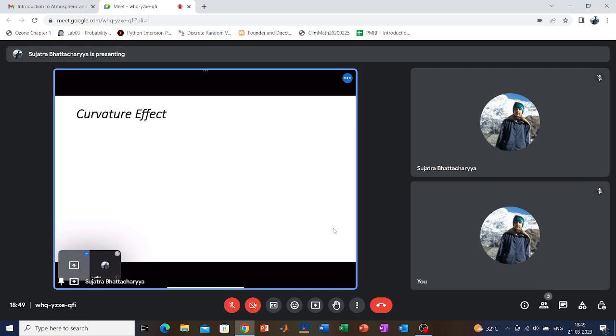So curvature effect. Now see, on one side you have a plane surface of pure water. There is no curvature here. The R, the radius of curvature, is tending to infinity here. And you have a droplet here. This is a water droplet. But you can see here the curvature is not tending to infinity, but has some fixed value.